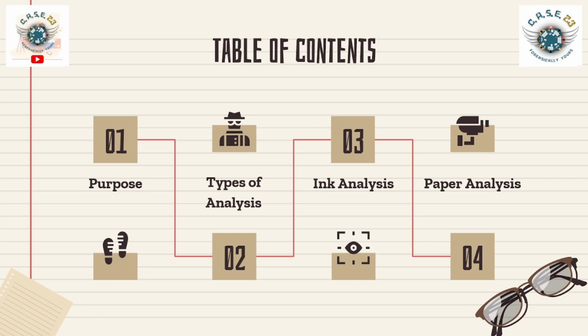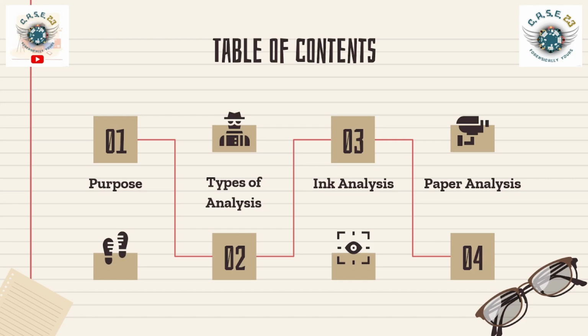And then we'll move to the types of analysis, where we will look at the different methods used, because there isn't a single way to examine a document. It all depends on what we are looking for. Then we will dive into the ink. Even your pen's ink can reveal secrets. We'll see how ink tells us when and how a document was written.